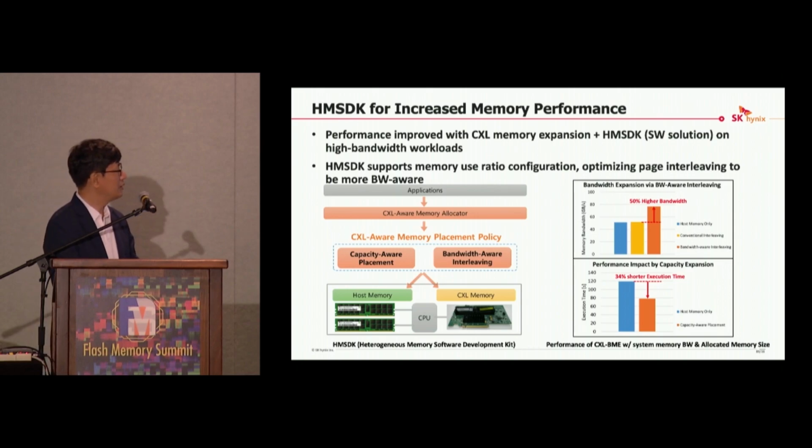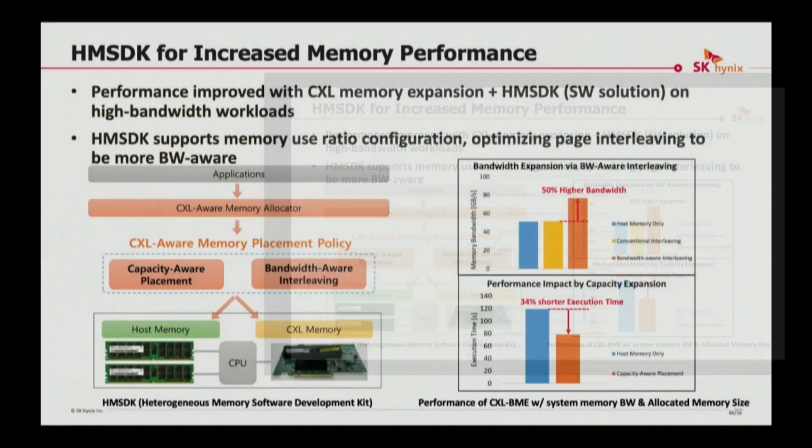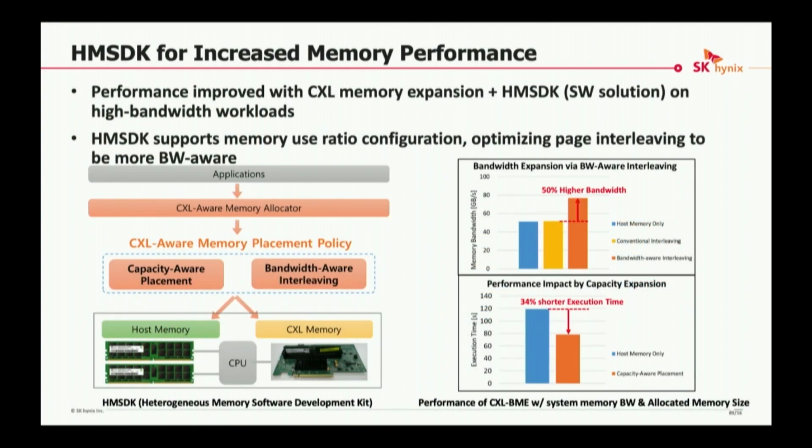Together with this CXL module, we have also announced development of HM SDK, which stands for Heterogeneous Memory Software Development Kit. By combining this CXL memory expansion solution with this HM SDK software solution, we are able to effectively utilize this device to increase the bandwidth and increase the performance, as shown on the right-hand side.